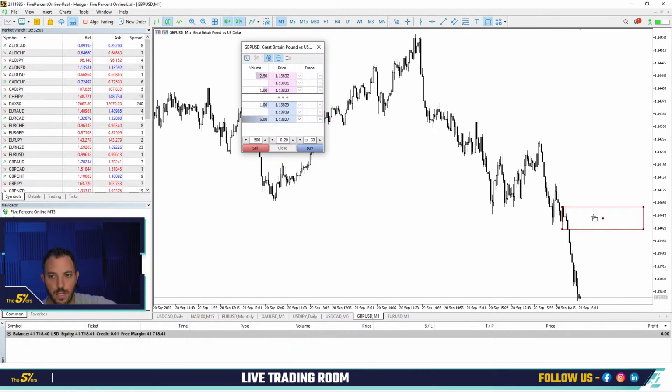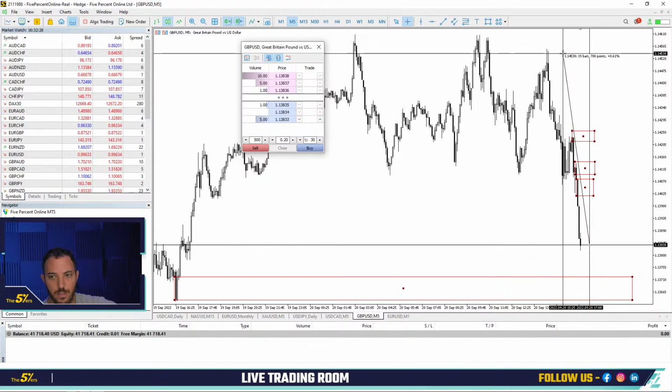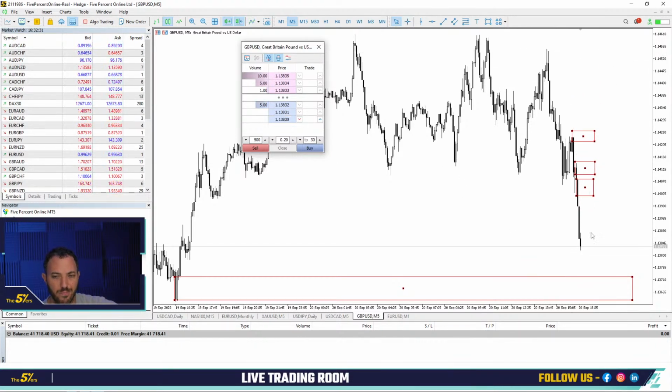So we got that supply, that supply, that supply. So in this case, my bias will be to the downside as long as we stay below those levels, and probably that level, but that's a very large distance, 7 pips. So I'll just try to catch a little bit of down momentum.